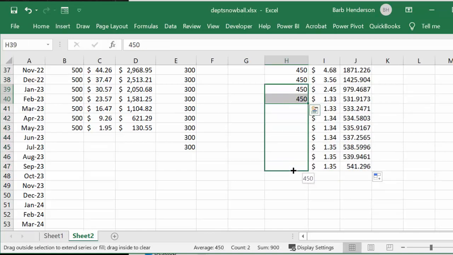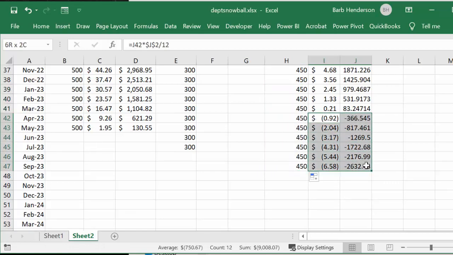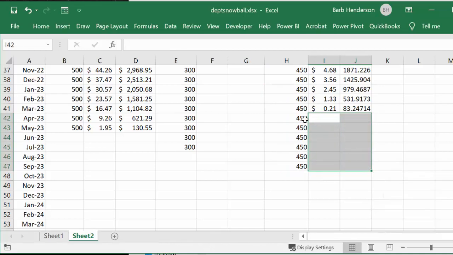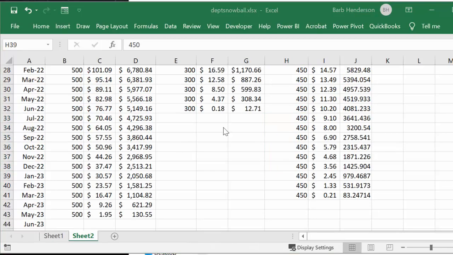Drag the 450 down to where it belongs. Okay, and the car is paid off here because the values are in brackets. So if we look at the bottom of these totals here, our second credit card is paid off much sooner than our car is paid off.